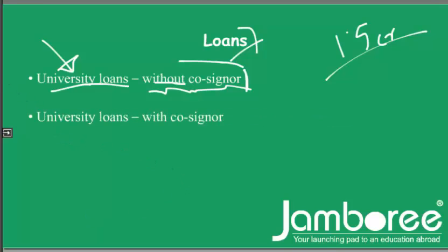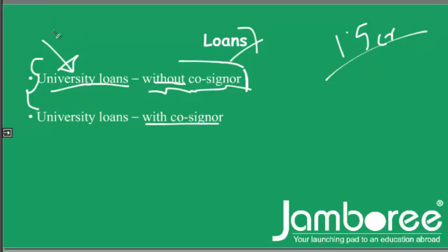The other type of university loan is where you need a co-signer, right? Again, no collateral required, but you will need a co-signer from that country. If you are applying to a US university and need a loan from the university, then you will need somebody with a green card or permanent residency, somebody from the US. It can be a relative, anybody who has a green card or PR, to act as your co-signer, who will share the responsibility. That's about it.